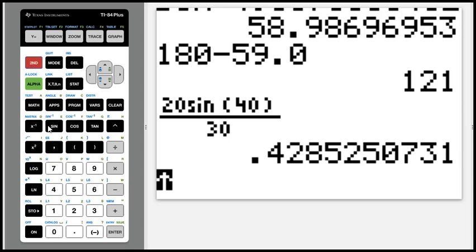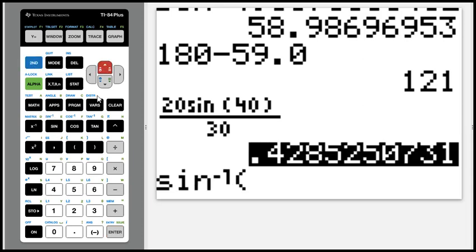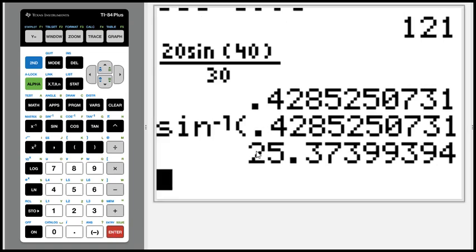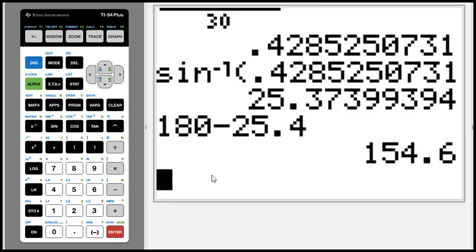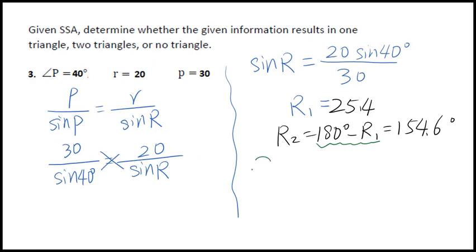Then we use the second sine. Bring this down. You will get 25.4 degrees. So we will use 180 minus 25.4. You will get 154.6 degrees for the obtuse angle. So you need to check whether this R2 exists or not. We will draw this triangle with R2 as an obtuse angle.